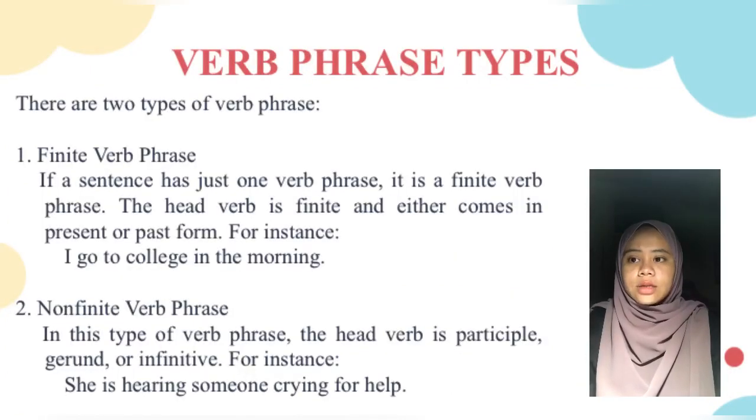Verb phrase types. There are two types of verb phrase. 1. Finite verb phrase. If a sentence has just one verb phrase, it is a finite verb phrase. 2. Non-finite verb phrase. In this type of verb phrase, the head verb is a participle, gerund, or infinitive.